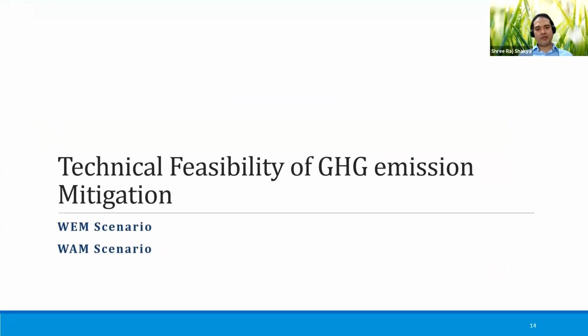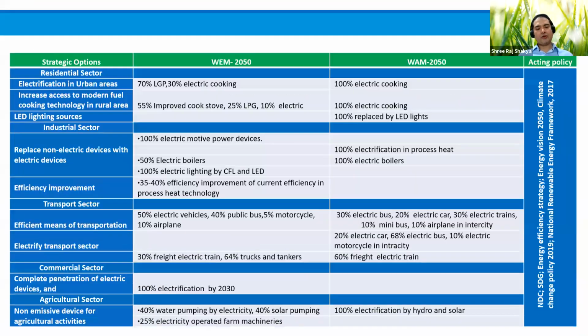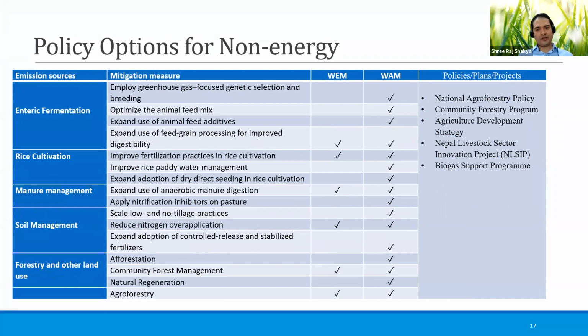So regarding technical feasibility of GHG emission mitigations, the policy documents of Nepal have mentioned different targets, and all those targets were considered while developing these mitigation scenarios. So based on the policy document targets and other targets set by different governments and international organizations, these measures have been developed. So under this WEM scenario, with existing measures, these are the targets based on the existing policy documents. Under WAM scenario, these are the targets based on additional measures which have been implemented in other parts of the world and which are feasible in the context of the country. And this is for the non-energy sector.